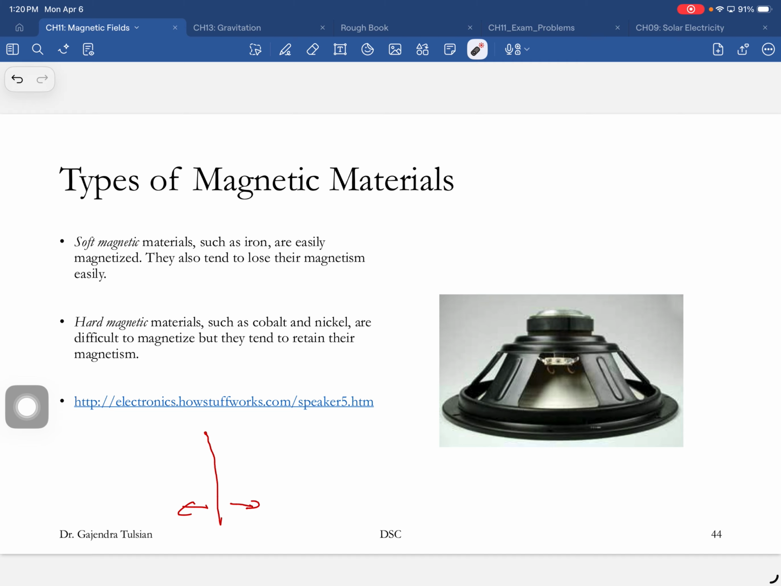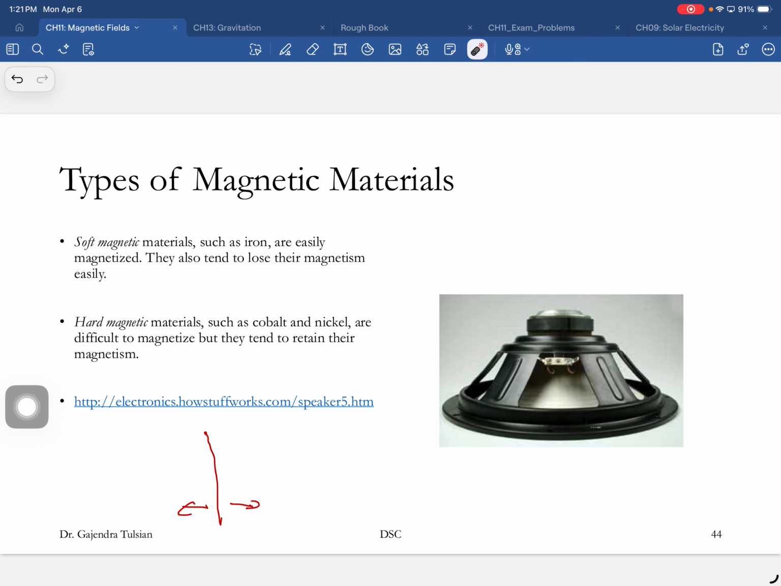So you can take this sheet of paper and make it oscillate, and you can produce sound. Now you just have to figure out how to make it oscillate. Okay, so here's the diaphragm. We've got to make it oscillate.